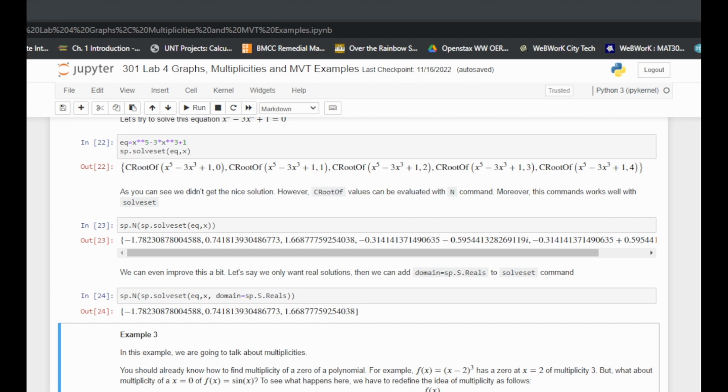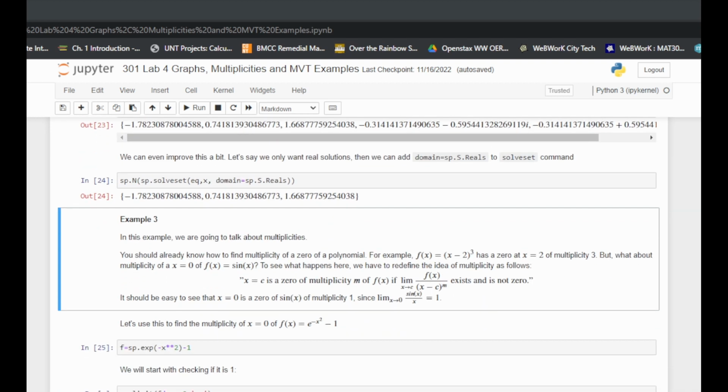In the third example, we will look at multiplicities of zeros. You should be already familiar with multiplicities of zeros of polynomials. However, in this case, we will generalize it to any function. We define it as follows. x equals c is a zero of multiplicity m of f of x if the limit as x approaches c of f of x over x minus c to the power m exists and does not equal 0.